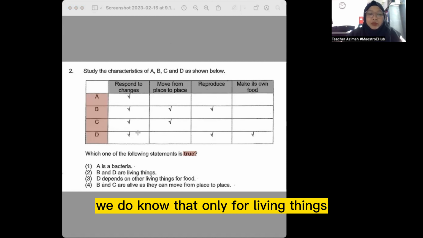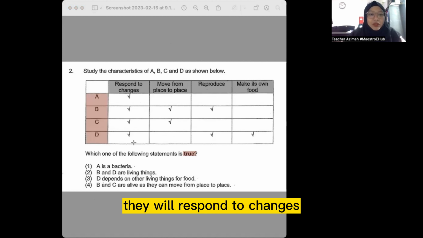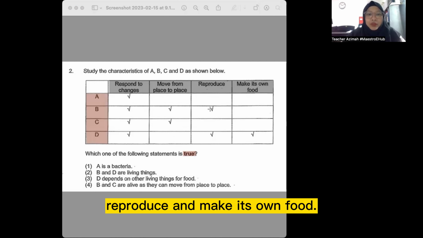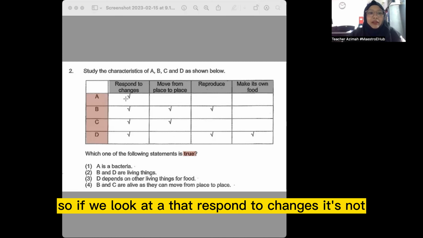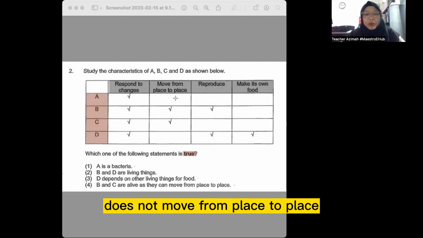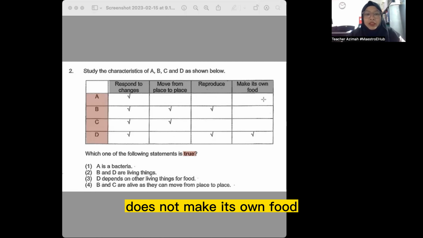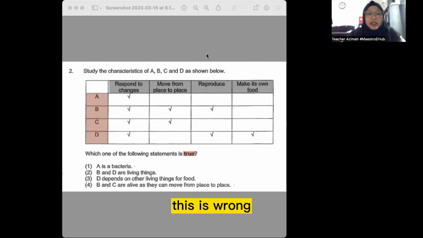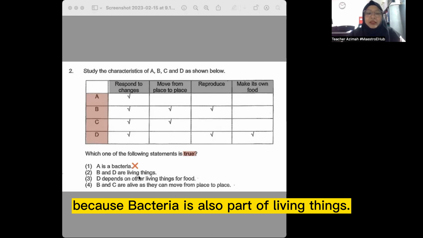Respond to changes, move from place to place, reproduce, and make its own food. They mentioned that A is a bacteria. So if we look at A, it responds to changes, does not move from place to place, does not reproduce, does not make its own food. This is wrong because bacteria is also part of living things.